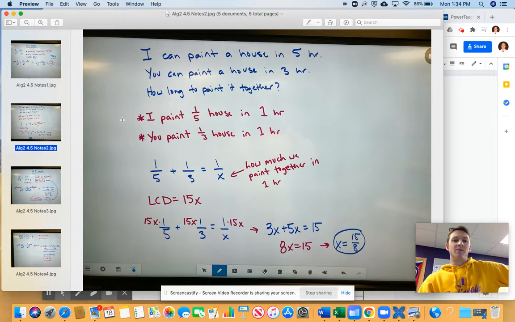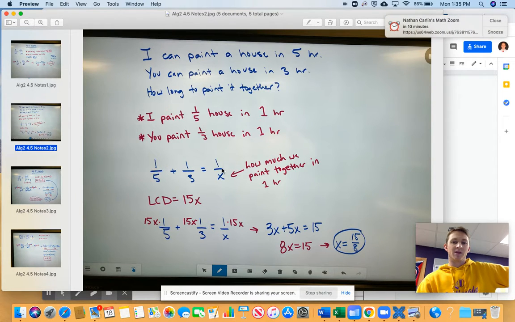Another way to say this would be, in 1 hour, I paint a fifth of the house. And in 1 hour, you paint a third of the house. Because it takes me 5 hours and it takes you 3 hours. So we can write an expression, 1/5 plus 1/3 equals 1 over x. This is me, this is you, this is us together. So in 1 hour, we're going to find out how much of the house we will paint.